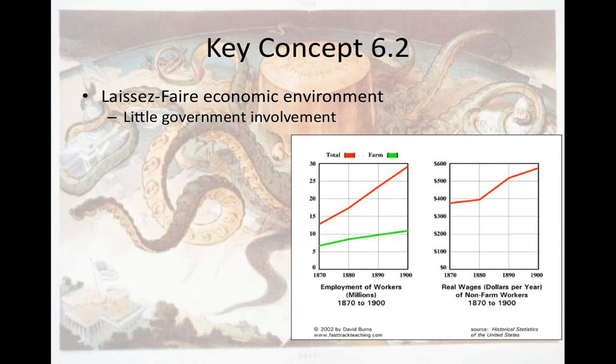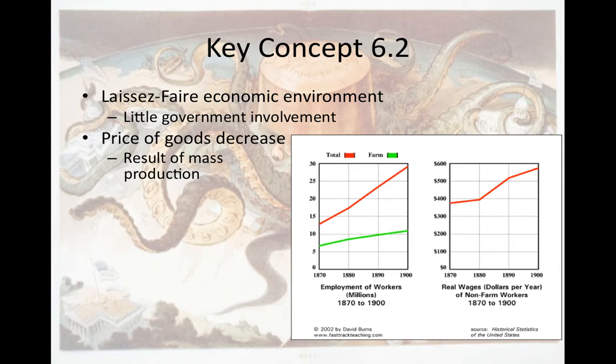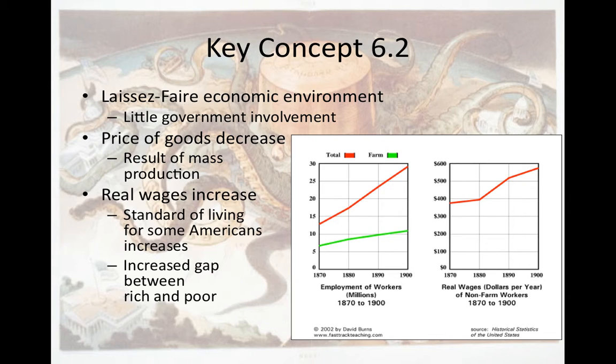People who liked it argued that a laissez-faire economic environment, which means little government involvement, was good because we saw real wage increases, as seen in the graph here. A real wage, of course, is the amount somebody makes relative to how much it costs to buy things. So if the price of goods is low and you have a relatively high wage, you have a high real wage. Some argue it was a good thing because, since goods are being mass produced, the prices are going down. So real wages are going to increase.